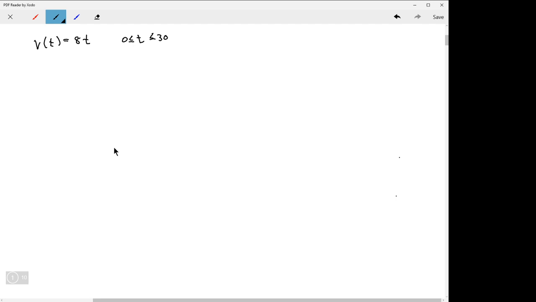Assume that initially the maglev is located at the origin of the coordinate line, like we've been doing all along. So what that means is assume that the initial position is at 0, right?